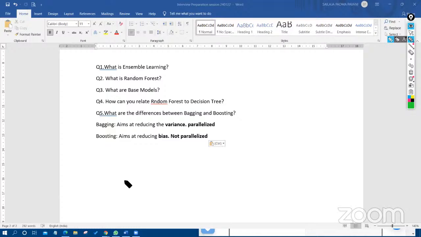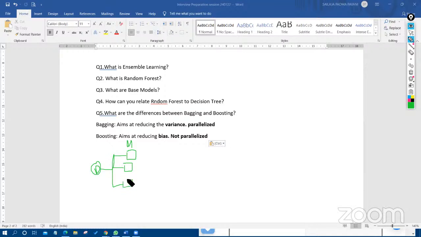Suppose here you have some data set, and this data set is taken to some models. Suppose I am considering 3 models. This is raw data, and these are all models. It may be M1, M2, M3, like that.